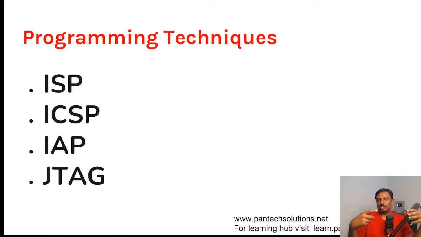JTAG stands for Joint Test Action Group. This programming has a debugging facility, and you can also do functionality testing on the integrated circuits or on the microcontroller. I'll just repeat, ISP stands for in-system programming. ICSP stands for in-circuit serial programming. Both are programming through the serial port. Sometimes you could have a separate programmer for programming. But these are all the programming techniques which you can use on board.